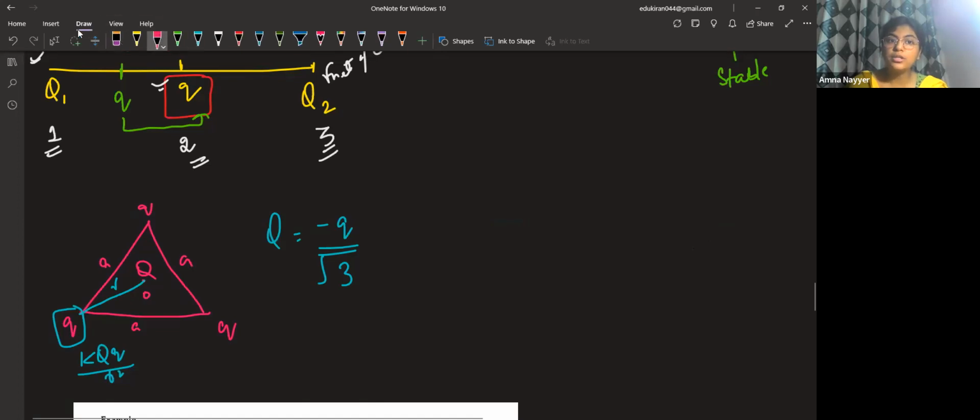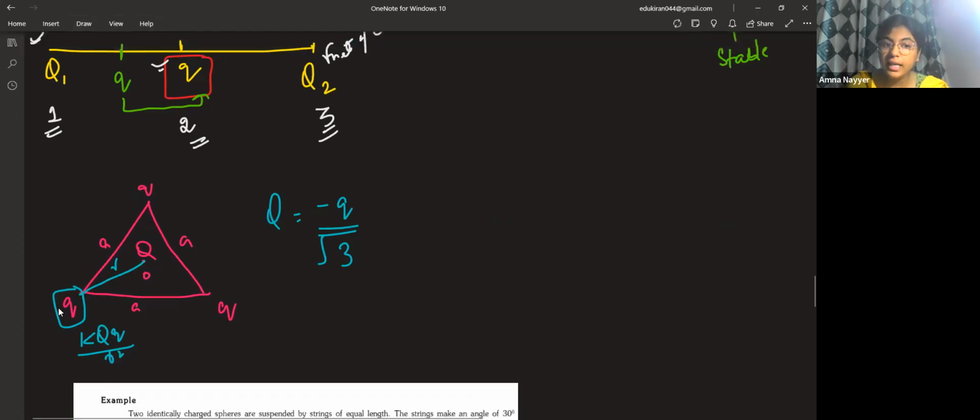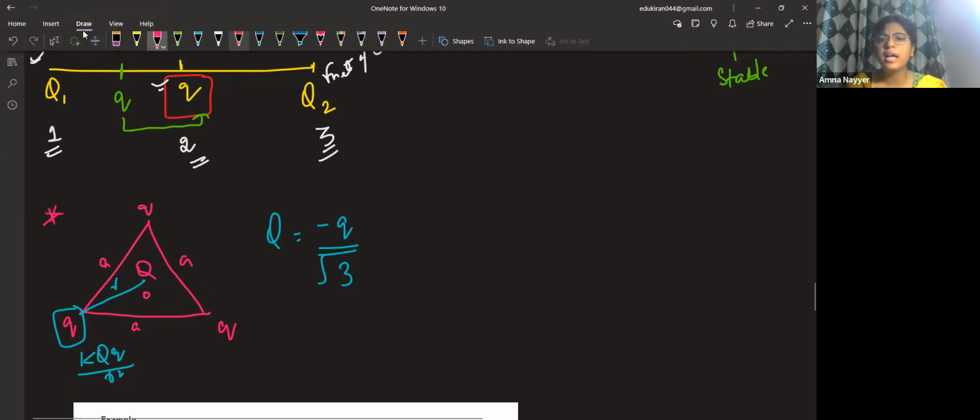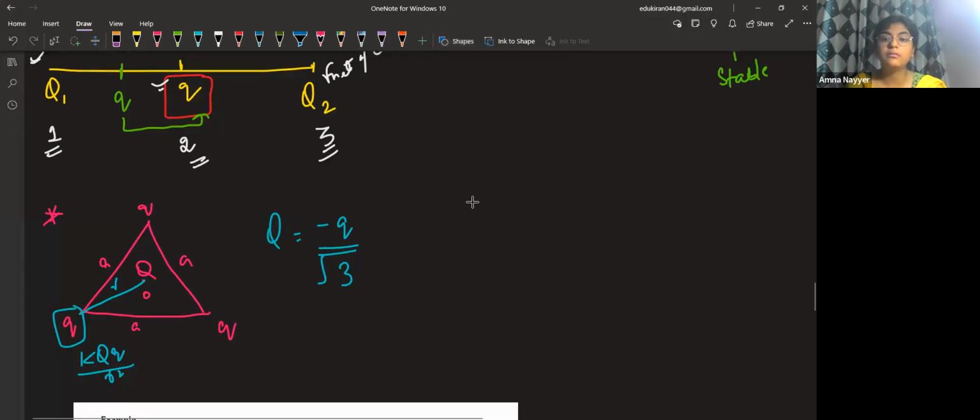Whenever you are having questions on equilibrium, don't just take this charge, don't just take it because of this capital Q. Otherwise, in your answer, you'll just get 3kq square by a square, and you'll be confused how to solve it further. So just remember this one for the triangle, and one for the rectangle, square, just remember it.